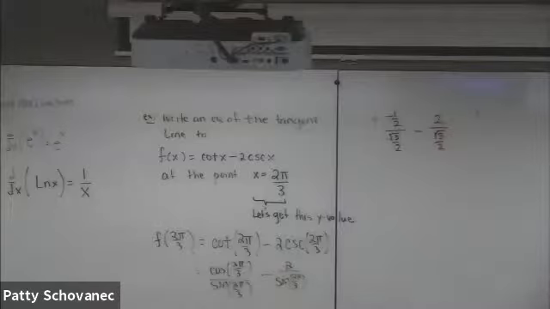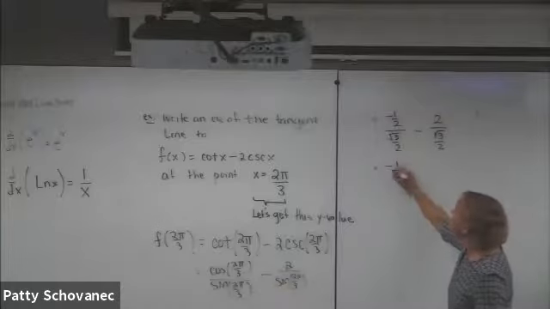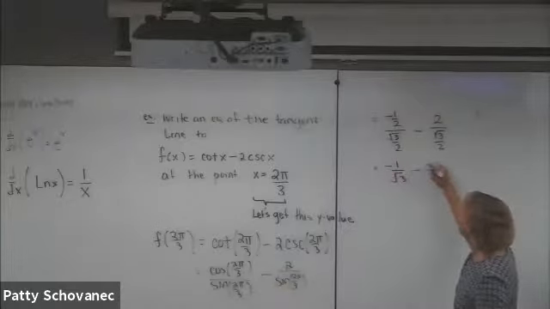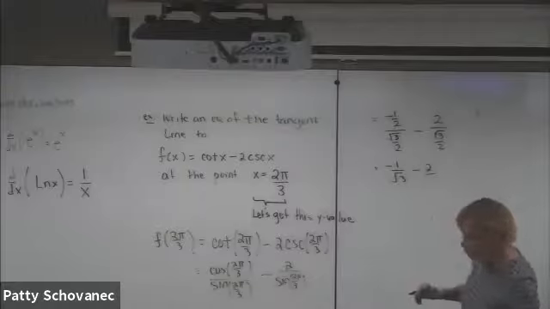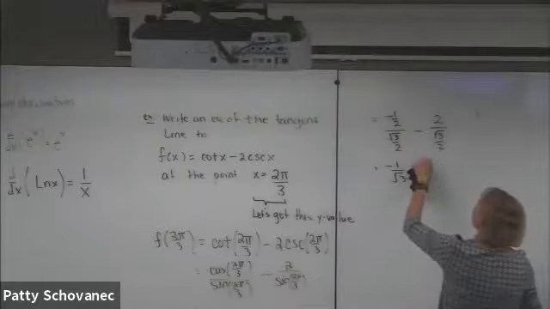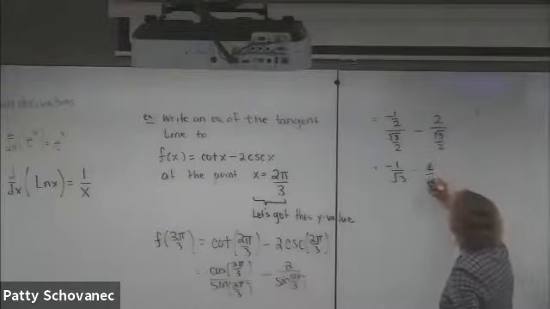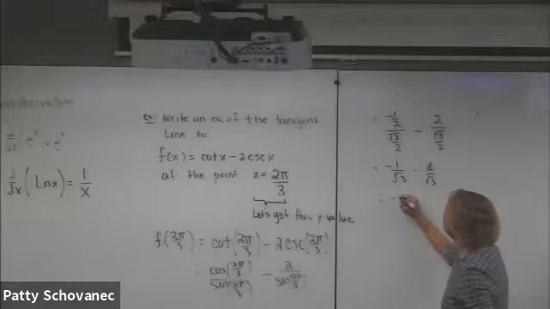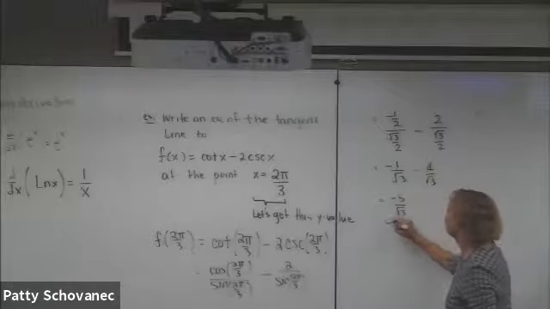So when I do the dividing, I flip and multiply. The halves will cancel. This is negative 1 over root 3 minus 2 over 4, flip and multiply, 4 over root 3, for a grand total of minus 5 over root 3. That's the y1.